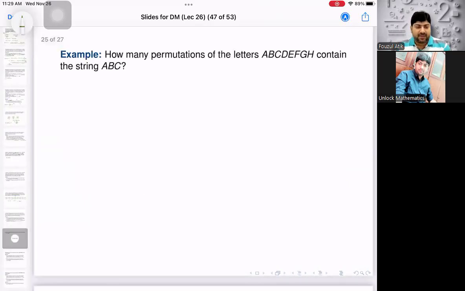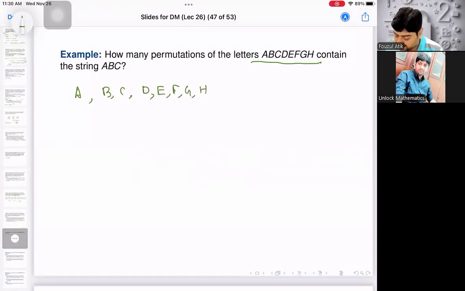Okay, the last problem. How many permutations of the letters A, B, C, D, E, F, G, H contain the string ABC? See, if I ask only how many permutations of the letters A, B, C, D, E, F, G, H there are, what will you answer? There are 8 letters, right? If I ask how many permutations there are, you know the permutation formula, 8 factorial is the answer.